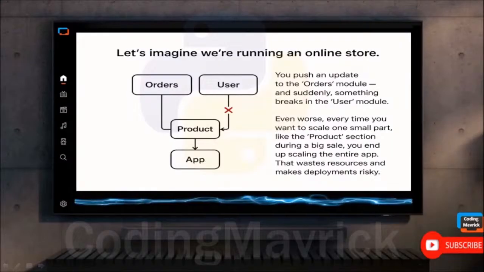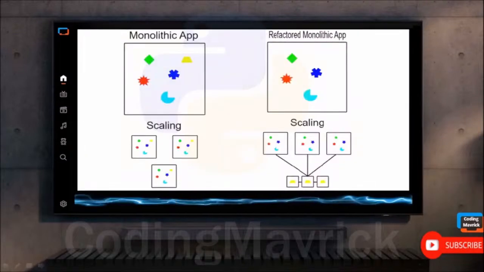Let's imagine we are running an online store. You push an update to the order module, and suddenly something breaks in the user module. Even worse scenario, every time you want to scale one small part like the product section during a big sale, you end up scaling the entire app. That wastes resources and makes deployment risky.